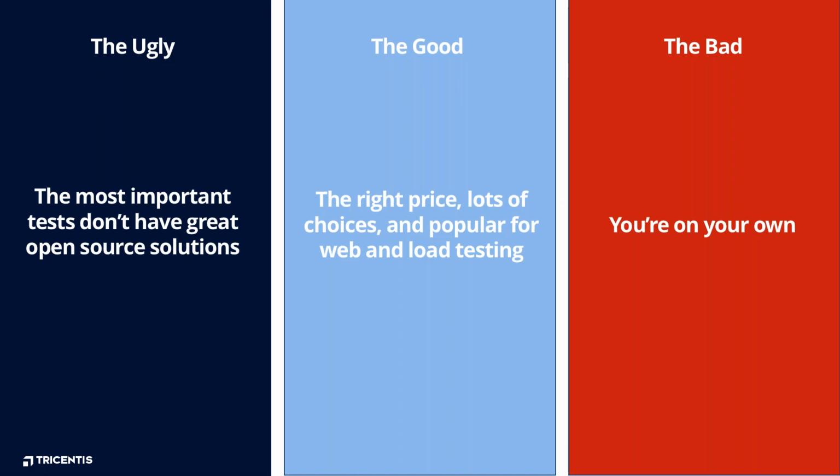So that was about the last slide. I just have a summary here. So I want to just review the good, bad, and the ugly. So the good of the open source is it's cheap. There's lots and lots of choices, and it's very, very popular for web testing, especially, and for load testing with JMeter. But there are, of course, other solutions.